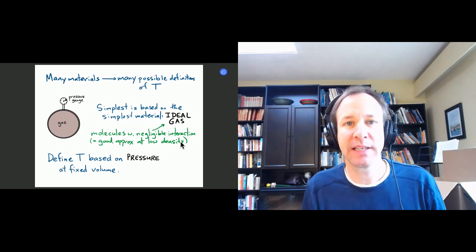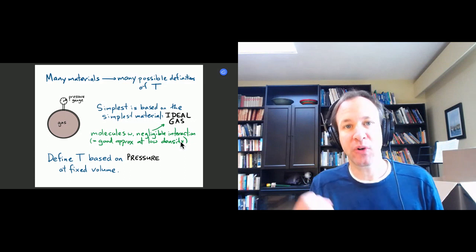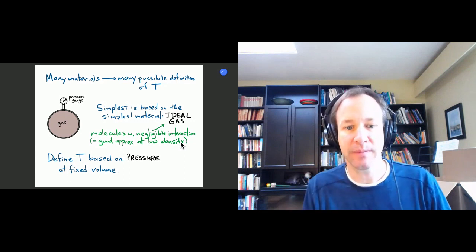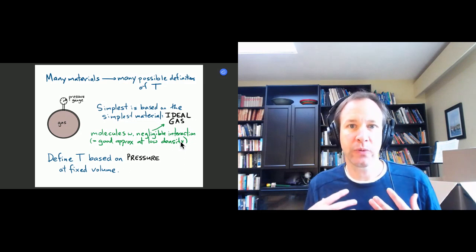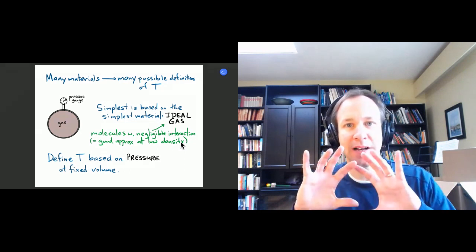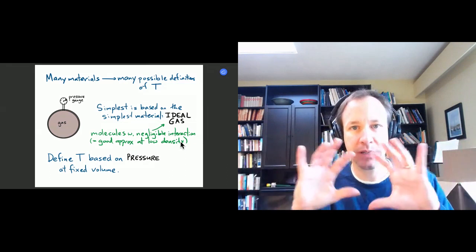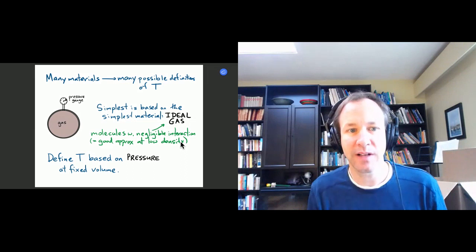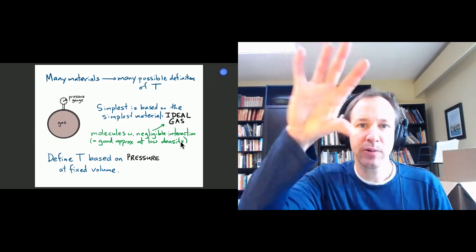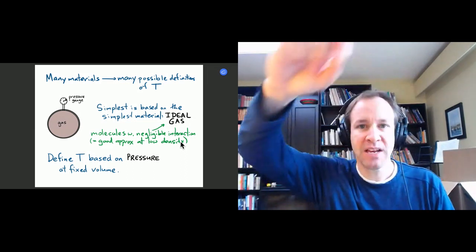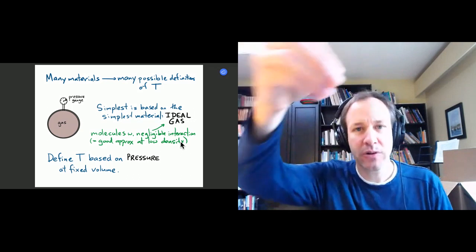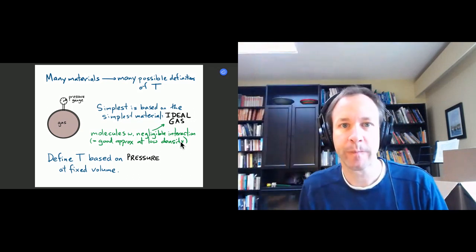So our temperature scale is going to be based on a property of an ideal gas, which is the pressure. And so the way that we're going to imagine defining a temperature scale is to put an ideal gas inside a container with some particular fixed volume, put a pressure gauge on there, measure the pressure, and then we'll say that the temperature is directly proportional to that pressure we measure.